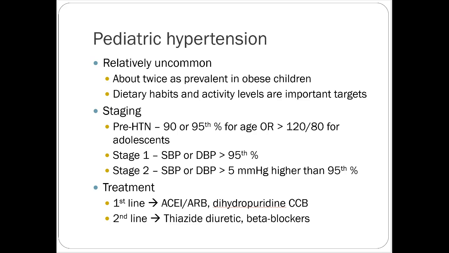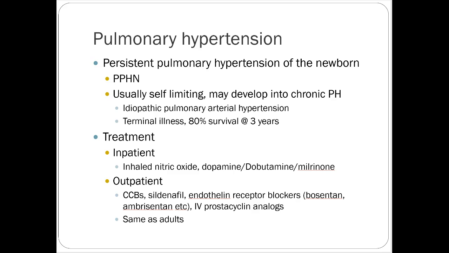And then stage 1, again, you're going to see greater than 95 percentile of age group, and then stage 2 would be 5 millimeters mercury higher than 95% of the age group. So it wouldn't take too much to get into that stage 2 category. Treatment, very similar to adult medicine. ACE inhibitor, ARB, dihydropyridine calcium channel blocker like amlodipine, thiazide diuretics, and beta blockers would be kind of your second line. So really identical to how we treat adults.